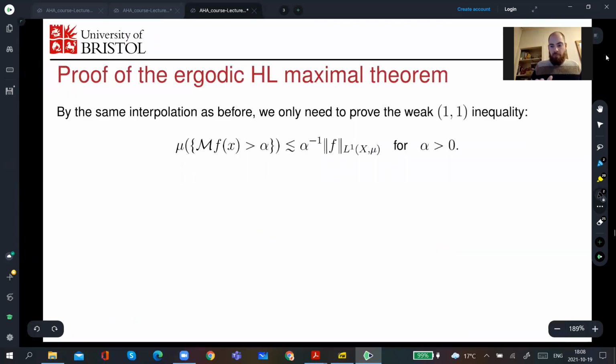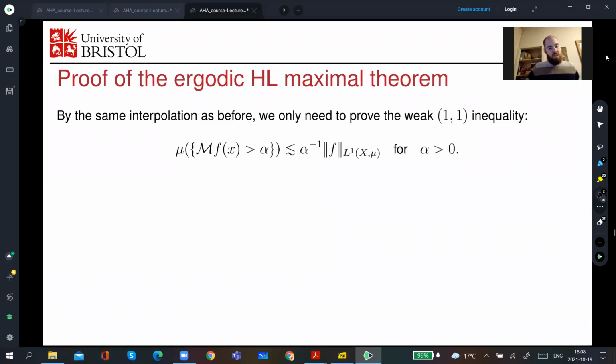Okay. Let's move forward then to prove the ergodic Hardy Littlewood maximal theorem. The last thing was really just tools from ergodic theory, understanding invariant functions and cocycles, and what it means to be ergodic. This next part is really understanding what it means to be measure preserving. It's not much more beyond that. With that in mind, what is it we want to prove?